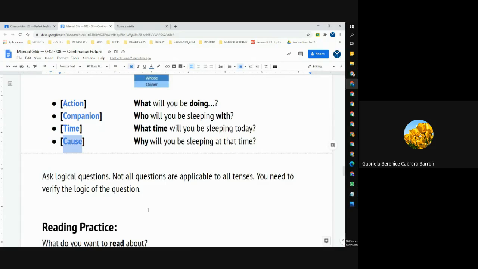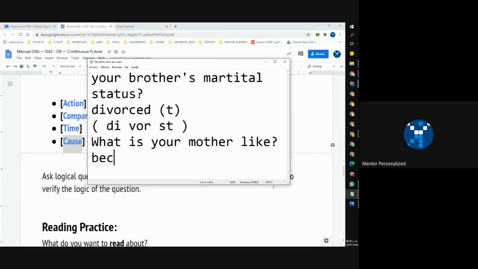Question for cause or reason. Why will you be sleeping at that time? How do you say porque estoy cansada? I will be sleeping because I am tired. Repeat, because I am tired. Because I am tired. Very good.